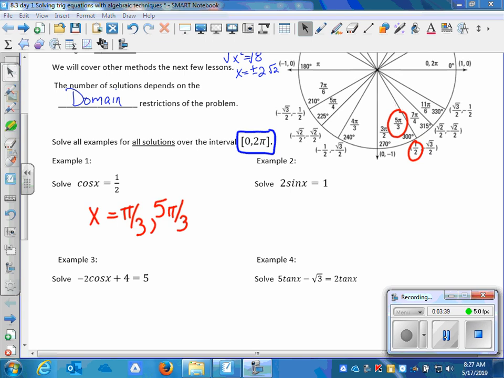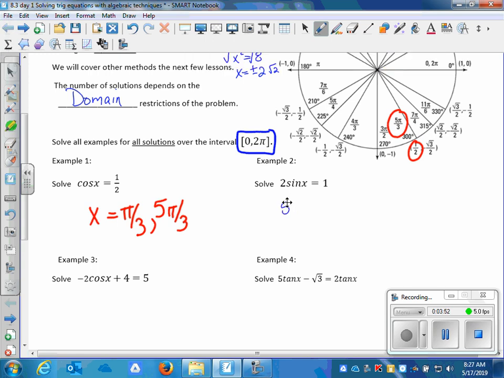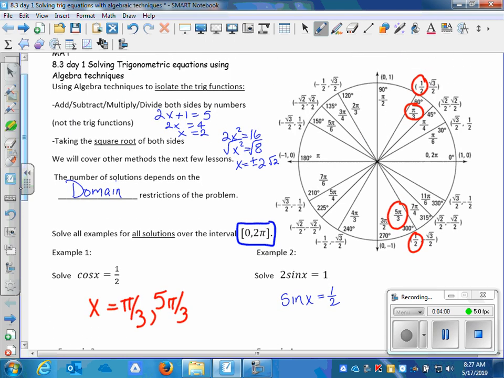All right. You guys ready for example 2? All right. Example 2. So the first thing you have to do is make sure that you're isolating your trig function. We're going to divide both sides by 2 here. So you're going to have sine of x equals 1/2. And then go up to your unit circle and locate all of those values that would be related to 1/2 in the sine function. And that should be pi over 6 right here. And we also have 5 pi over 6, which is right here. So those are your 2 solutions for that one.